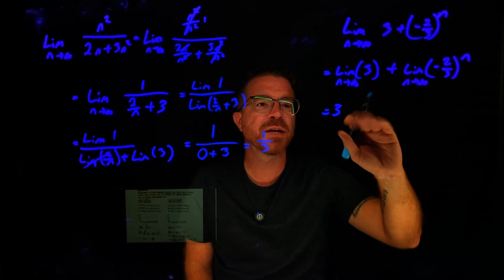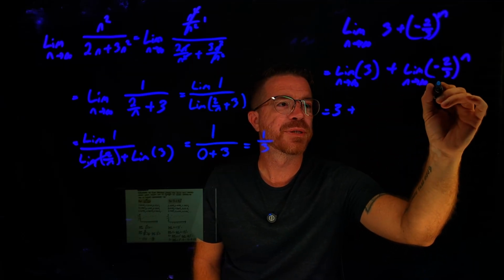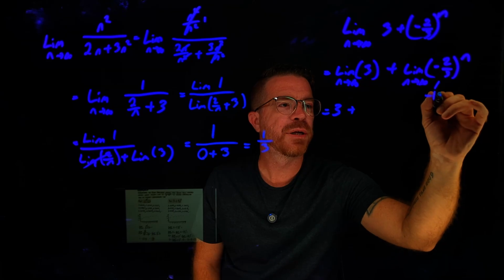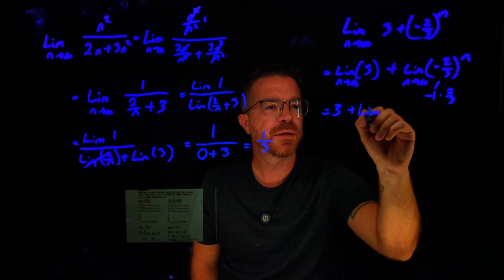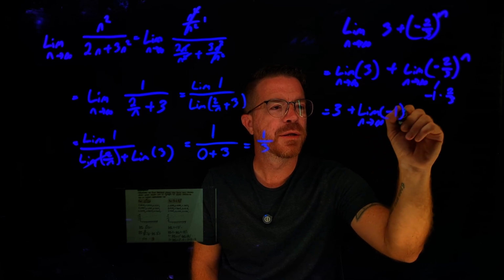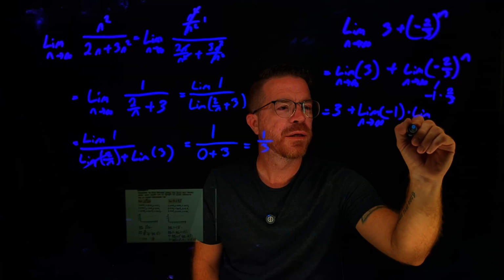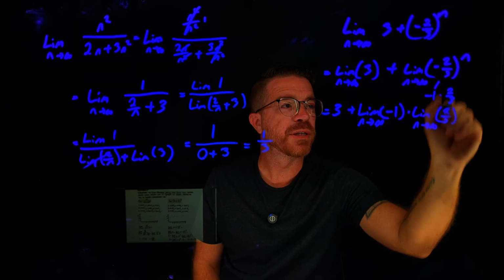For the second term, I'm going to do a trick where I split this into 2 terms. This is the same as saying -1 times 2/3. So this would be the limit as n approaches infinity of -1, times the limit as n approaches infinity of 2/3, and then both of these are to the nth power.